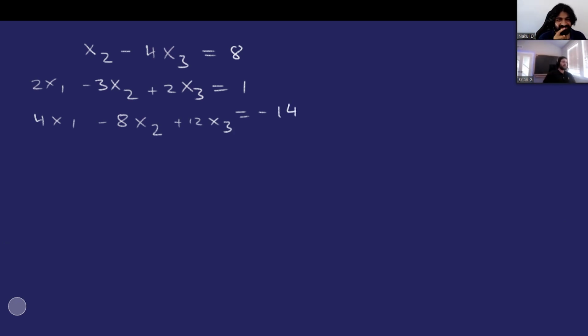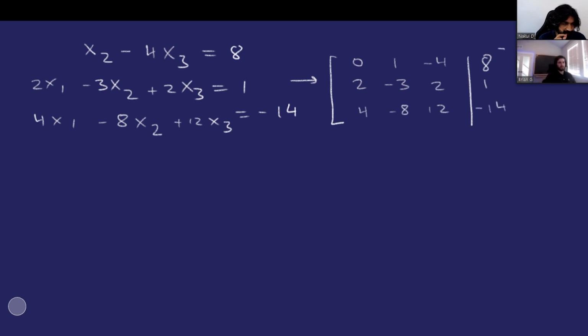All right, so the first thing we're going to want to do is make this an augmented matrix. Okay, very good. Let's do that real quick. So 0, then it'll be 1, -4, and 8. Very good. And it'll be 2, -3, 2, and 1. Then it'll be 4, -8, 12, and -14. Very good, yes.